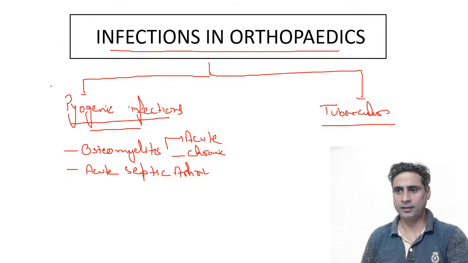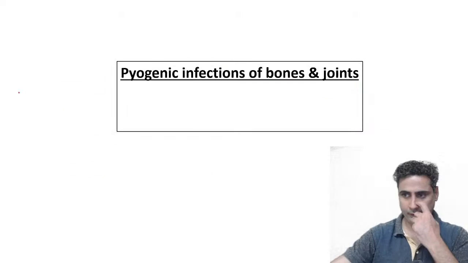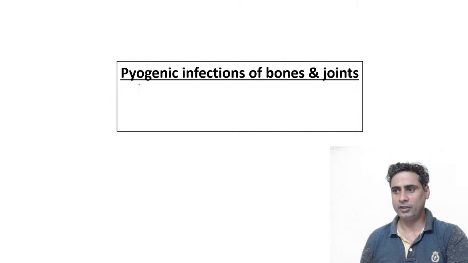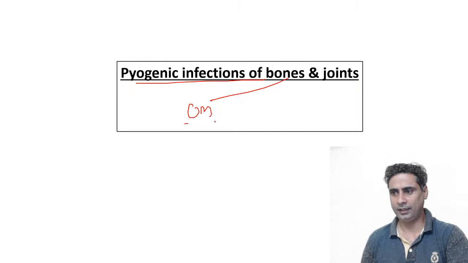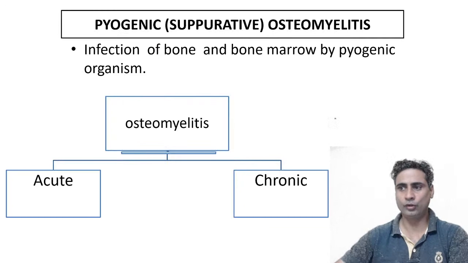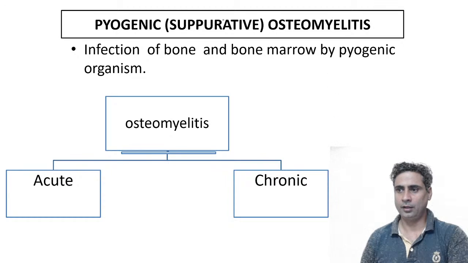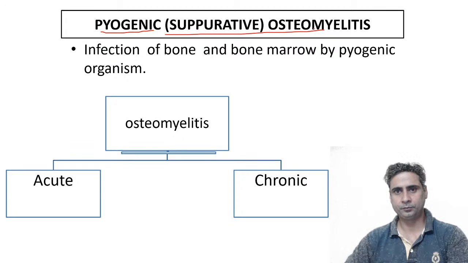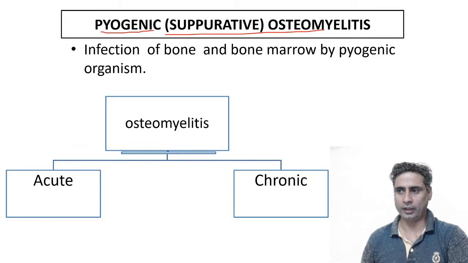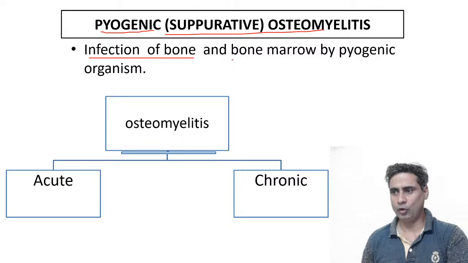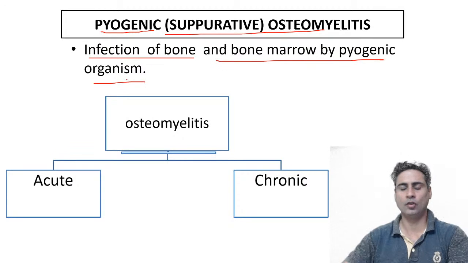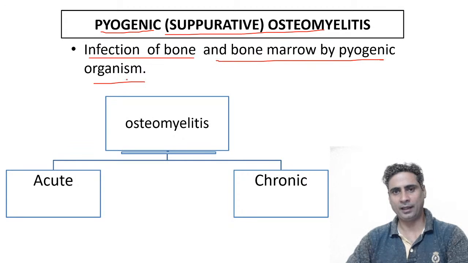Okay, so first we will discuss these pyogenic infections, in which we will be discussing pyogenic infections of bones, that is osteomyelitis, and joints, that is septic arthritis. So let's start with osteomyelitis. Pyogenic or suppurative osteomyelitis. Pyogenic osteomyelitis is infection of bone and bone marrow by pyogenic organism. Okay, so infection of bone and bone marrow by pyogenic organism is known as pyogenic osteomyelitis.